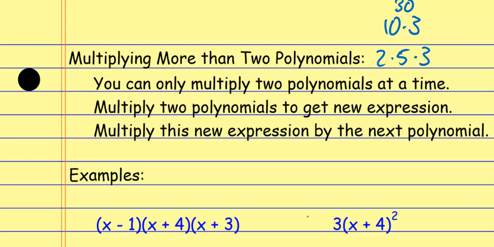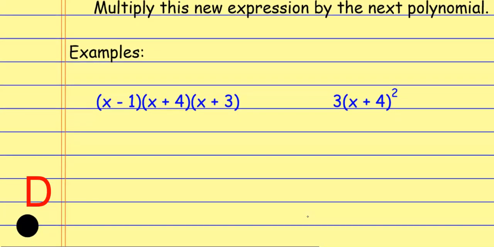And it's the same idea here. I can only multiply 2 things at a time. And it's the same with polynomials. So I multiply 2 of the polynomials to see what I get. It gives me a new expression. And then I multiply that new expression by the next polynomial. Okay? I have to do it in series. I multiply 2 of the things together, see what I get, and now see what I have left to multiply and do that multiplication.